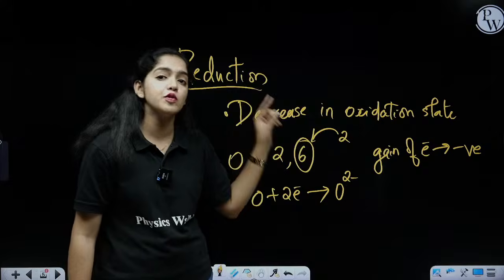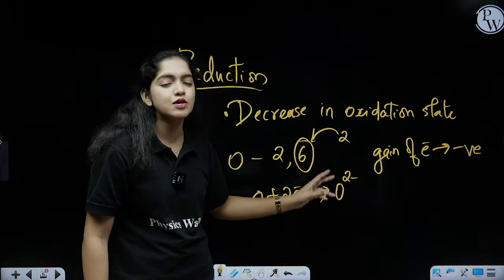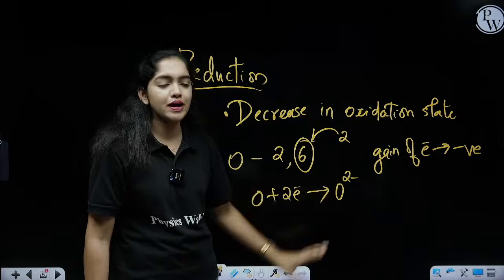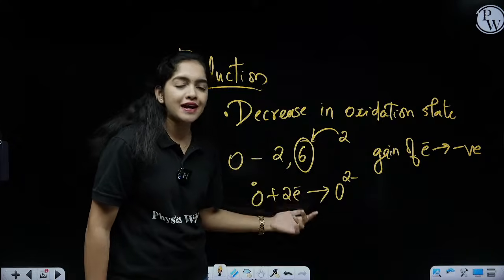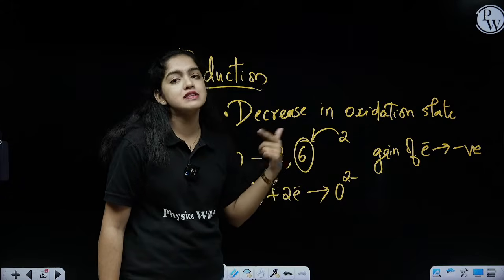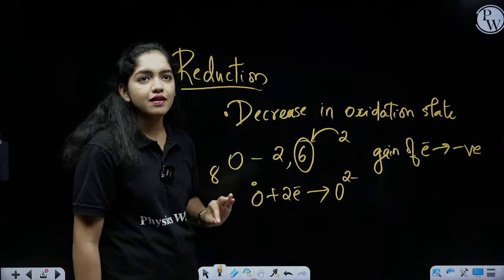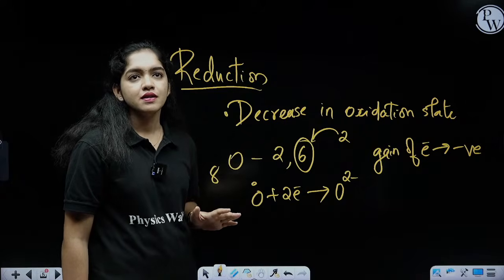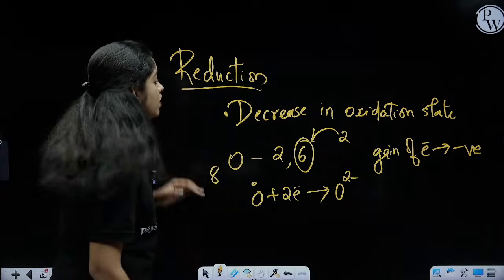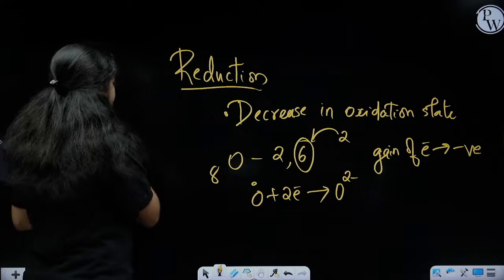When electrons are lost, the charge will become positive. So, oxygen adds 2 electrons here. So, oxygen changes to what? O2 minus. So, what happened to the oxygen? In the beginning it was 0. When the electrons are added, it changed into 2 minus, the charge decreased. The oxidation state is decreased. Clear? Got it? Any doubt? Okay. So, what happened to the oxidation state? Oxidation state is decreased.